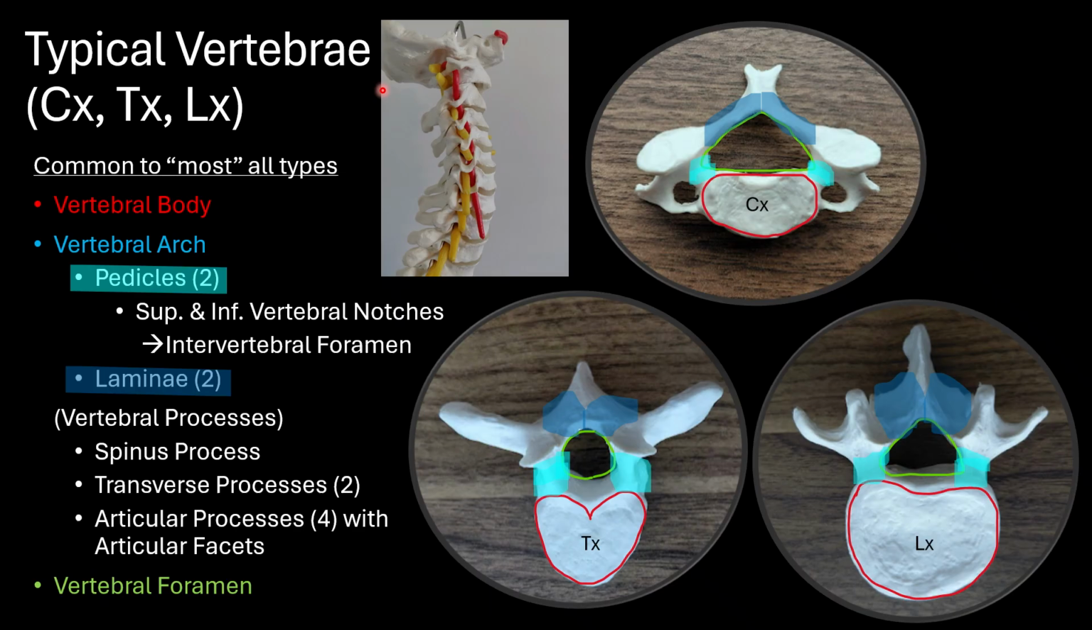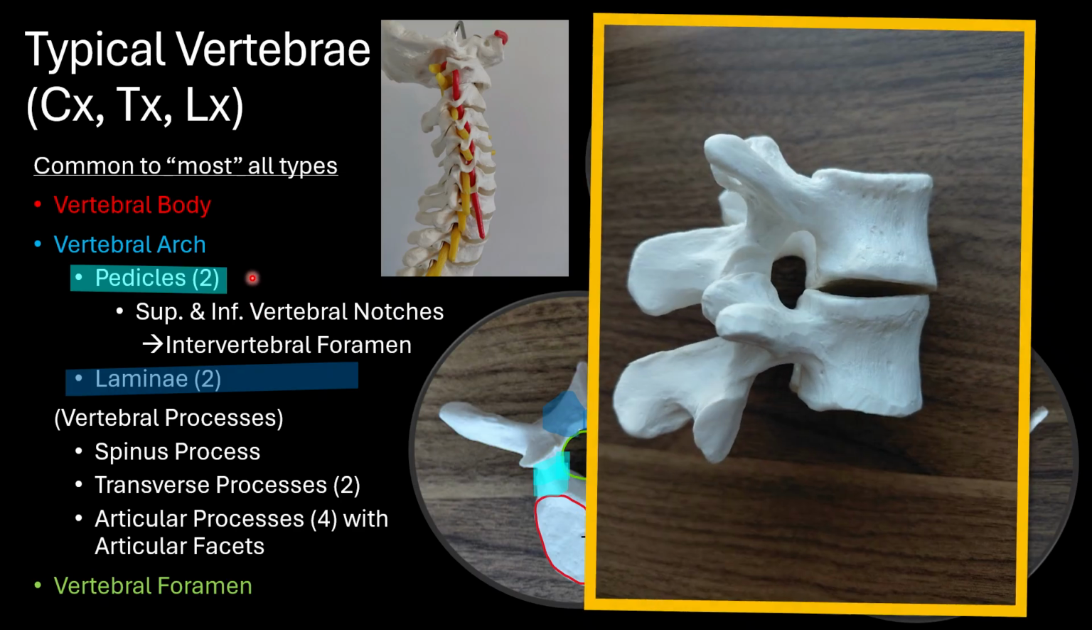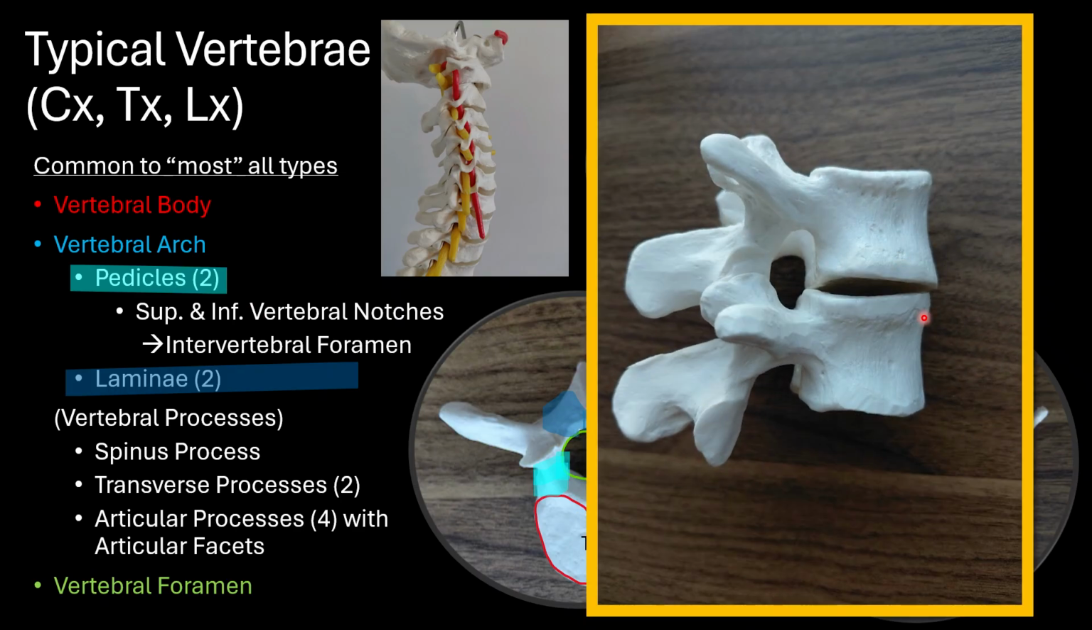That vertebral foramen is going to transmit the spinal cord through most of the spine and then transition to the cauda equina around L1 or L2 downward. Now, a side view will help us better visualize the next couple landmarks that are actually part of the pedicles. Here we have a couple of lumbar vertebrae that are stacked on top of each other.